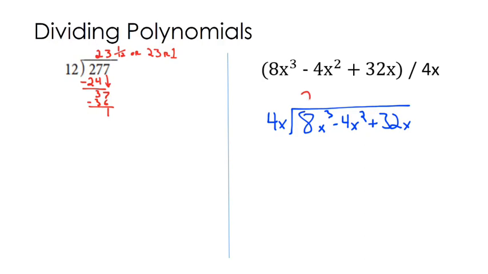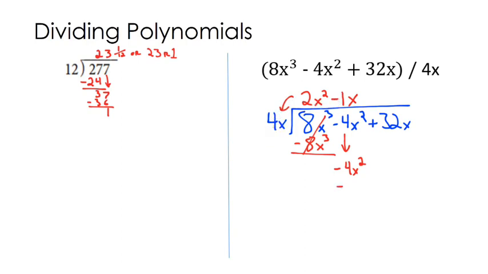And hopefully you're saying, well, 4 times 2 is 8, and x squared times x is x cubed. So then whenever I multiply that back through, I have 4 times 2 is 8, and x times x squared is x cubed. And then we're going to subtract straight down. Those are going to cancel, and then I'm going to bring down my negative 4x squared, and we're just going to play the same game again. So 4 times what gives me negative 4, and that's negative 1, and x times what gives me x squared, and that's x. So now I'm going to take this negative 1x and multiply it back through.